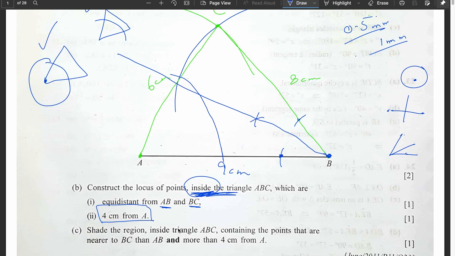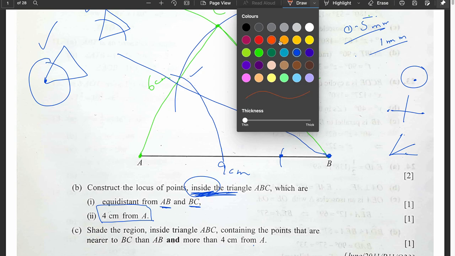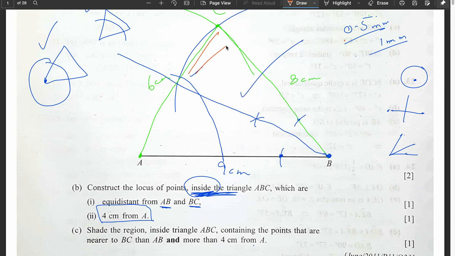It says shade the region inside the triangle ABC containing the points that are nearer to BC than AB. Nearer to BC than AB is this upper side, and the second thing says more than 4 centimeters from A is outside this arc. So our shaded region would be this section. Take 30 seconds, go through these 2 points and then this shaded part.